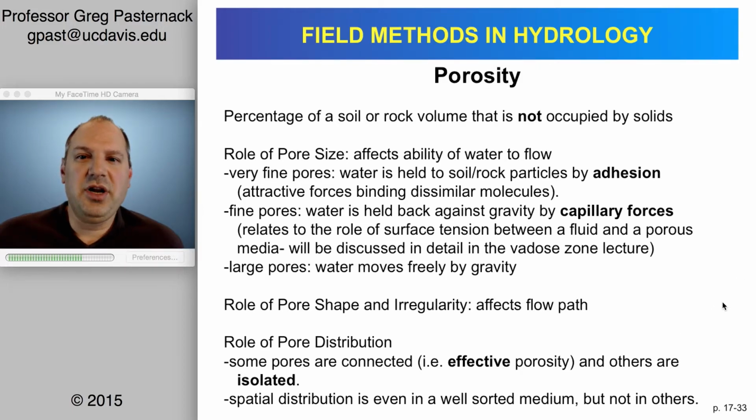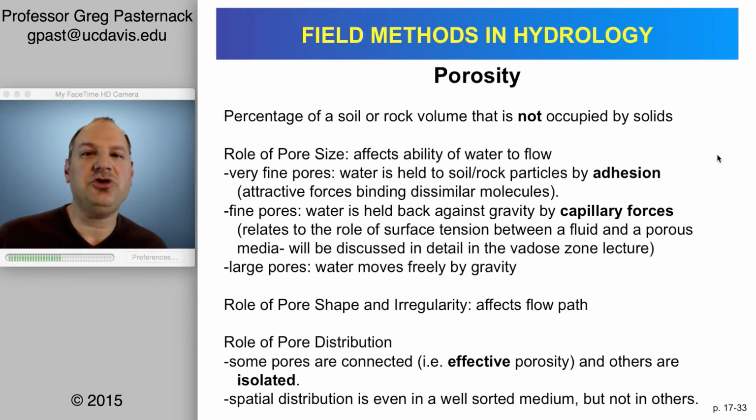Okay, the next important idea that ties to this groundwater flux is porosity. Porosity is also going to be important when we look at the vadose zone, but I want to start bringing it up now because it's relevant to understanding the aquifer-scale ability to store water and pump water out. So porosity is defined as the percentage of a soil or rock volume that is not occupied by solids. It affects the ability of water to flow.